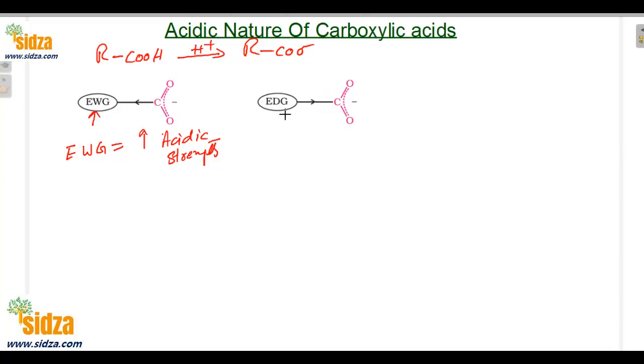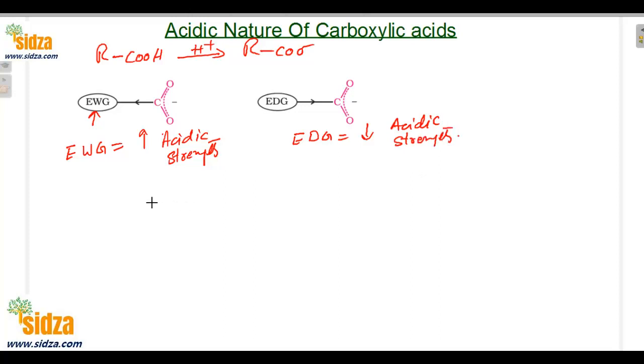And electron releasing groups, or electron donating groups, will donate electrons, so the negative charge will increase, which makes it unstable. When negative charge increases, it makes the conjugate base unstable, which means electron releasing groups, or electron donating groups, will decrease the acidic strength.